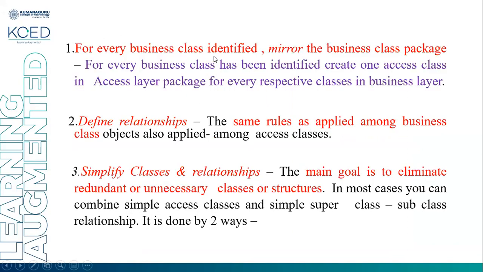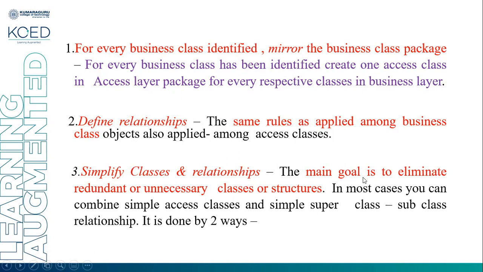For every business class identified, mirror the business class package. For every business class that has been identified, create one access class in the access layer package. For every respective class in the business layer, define relationships. The same rules applied for the business classes are also applied among the business class objects, and mapped among the access classes.